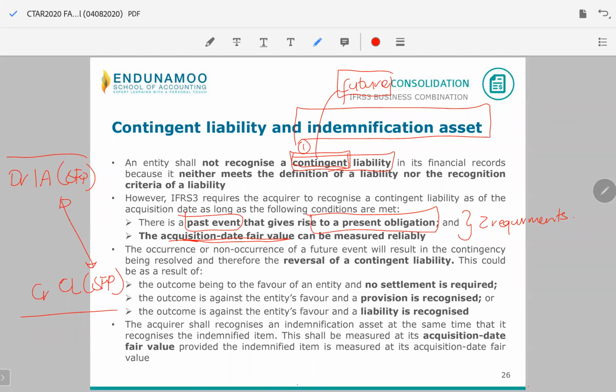We have to reverse the contingent liability. And then we have to do what? We have to reverse the asset as well. And any difference between these two will be recognized in P&L. But you will always do this. So this is always when the outcome is resolved. So do not be confused by what the outcome is, but rather focus on the fact that there is a resolution of the outcome.